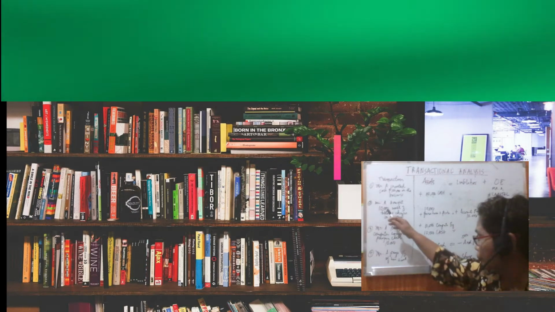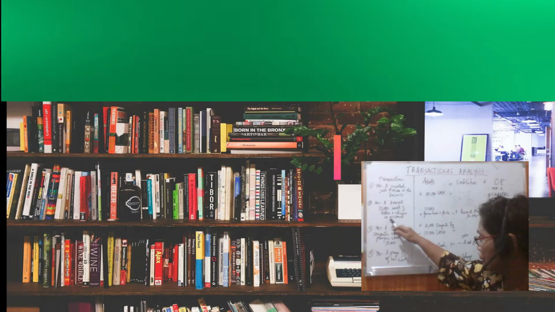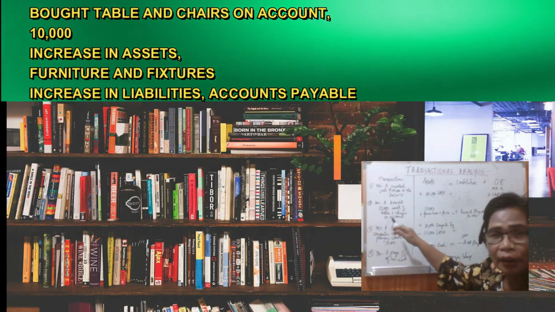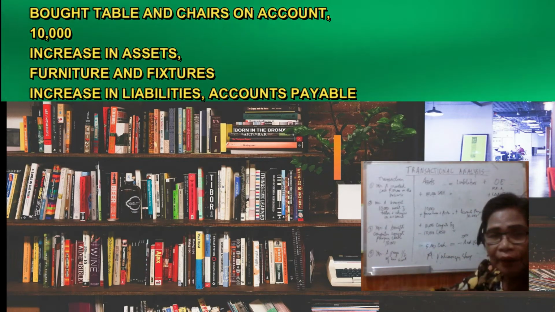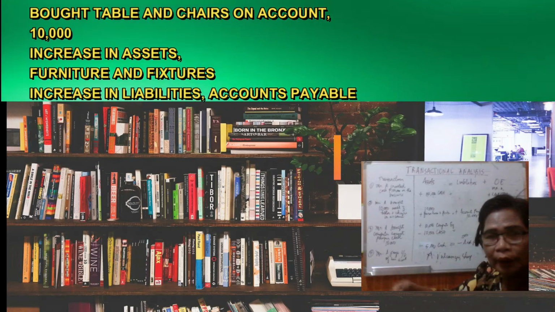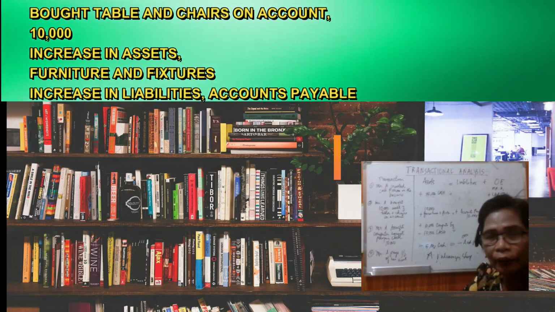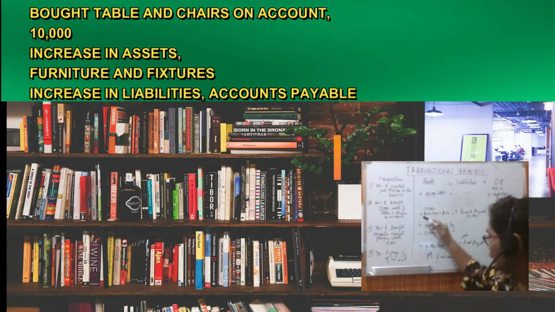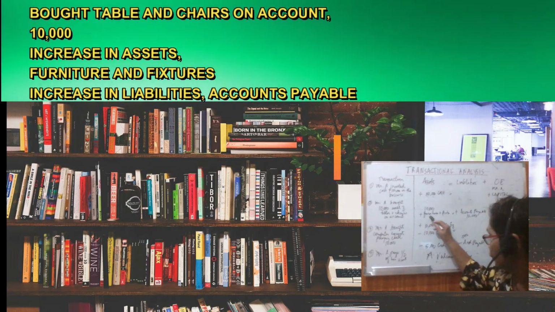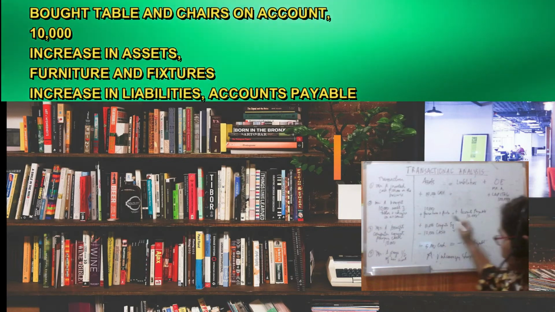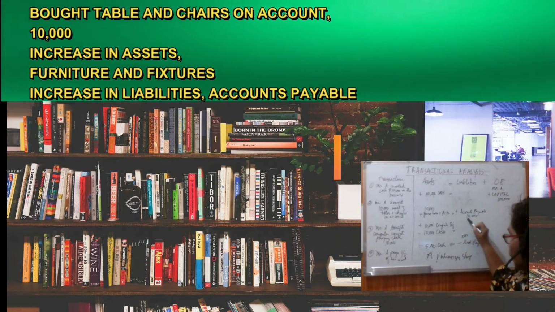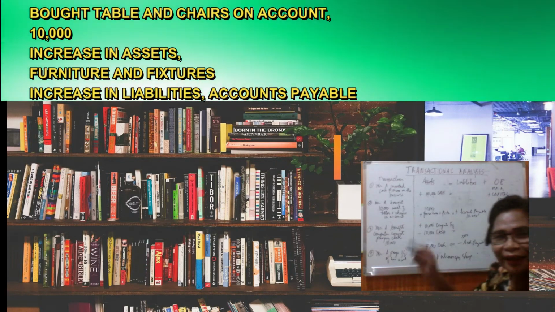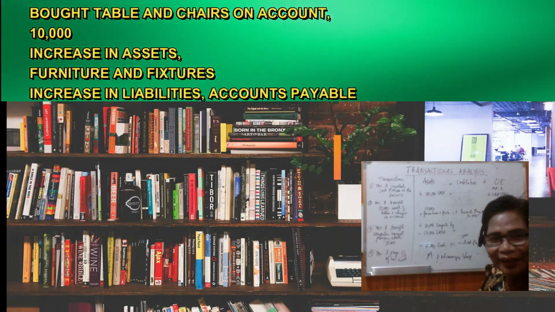Okay, number two, Mr. A bought tables and chairs worth 10,000 on account. So this time, Mr. A was able to apply for an account with a certain supplier of tables and chairs. So on the left side, asset, you have here an increase in furniture and fixtures, 10,000. And there is also an increase in accounts payable under liability of 10,000. So it's equal. Did you get it?